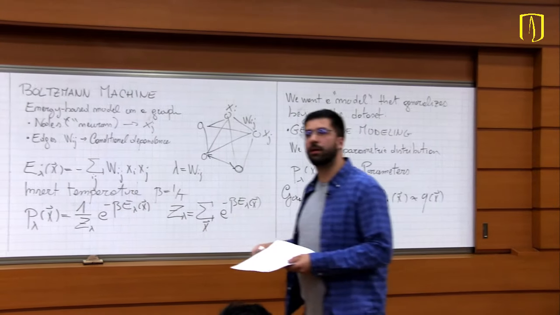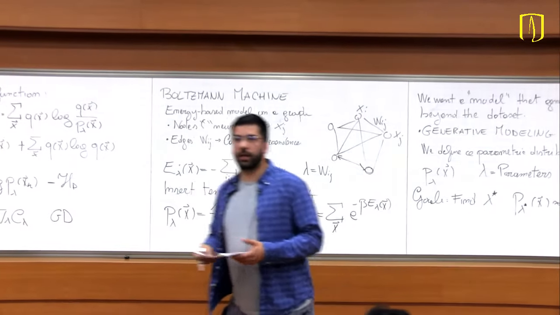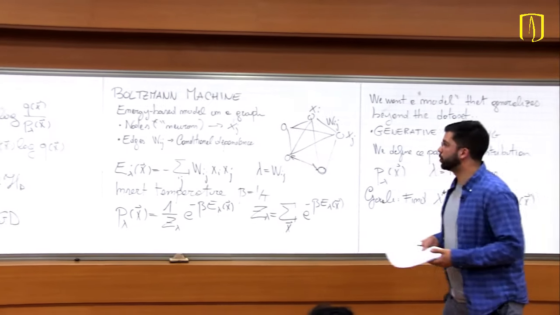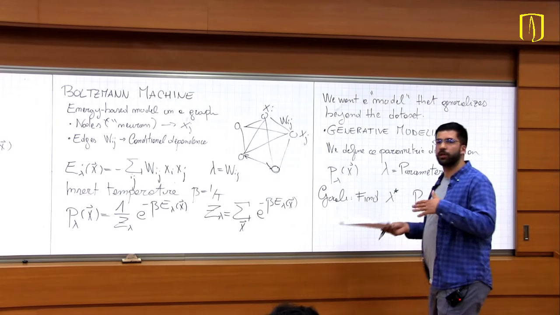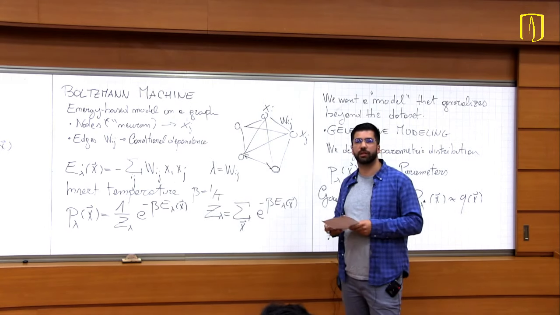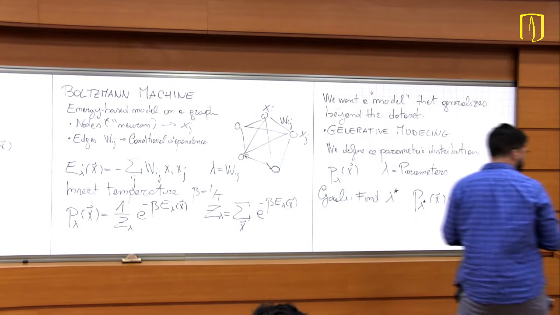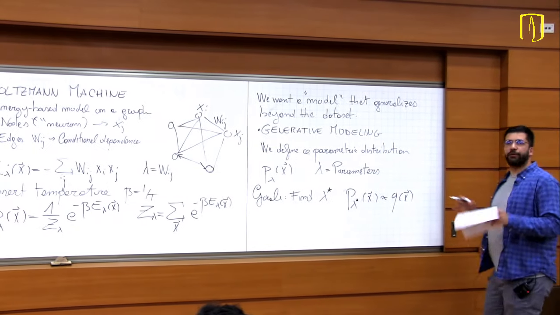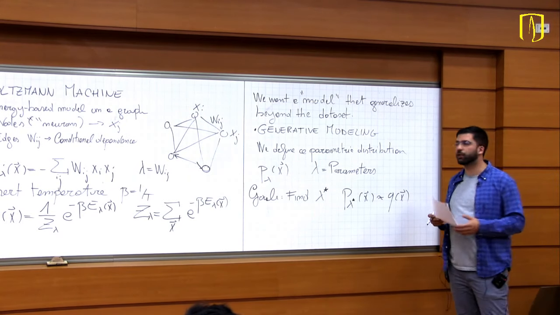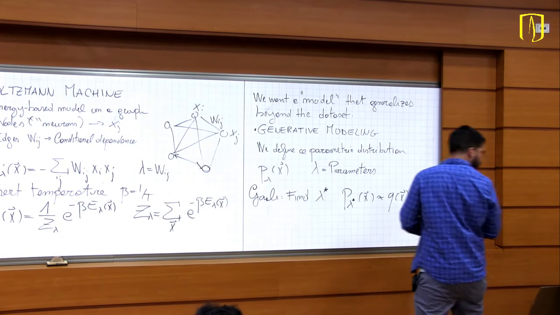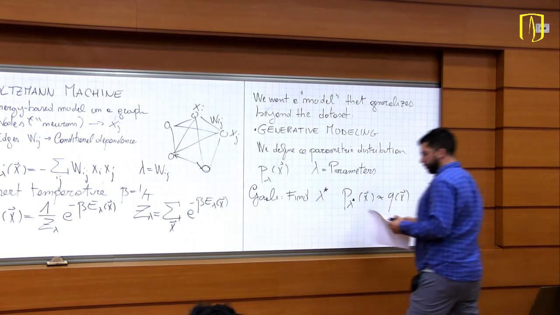Sorry? Does the W need to be positive? Yeah, the question is whether the W needs to be positive. No, they can be positive, negative, anything, essentially. So it's not like a ferromagnetic model. It could be anything.